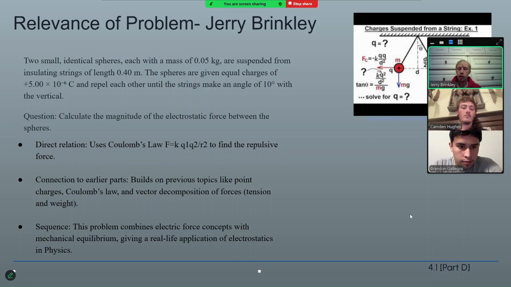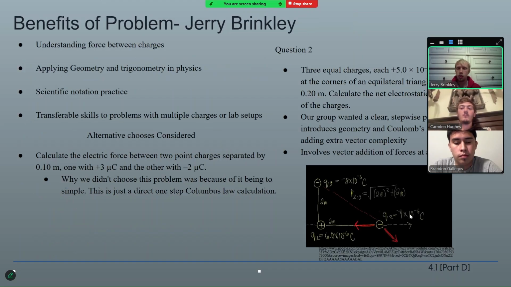Connection to earlier parts: it builds on previous topics like point charges, Coulomb's law, and vector decomposition of forces. Sequence: this problem combines electric force concepts with mechanical equilibrium, giving a real-life application of electrostatics and physics. Benefits of the problem: understanding force between charges, applying geometry and trigonometry in physics, scientific notation practice, and transferable skills to problems with multiple charges or lab setups.